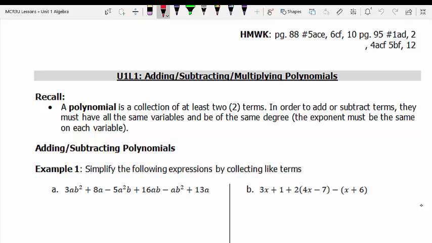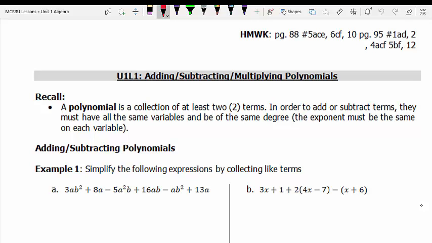Unit 1, Lesson 1, Adding, Subtracting, and Multiplying Polynomials. So recall that a polynomial is a collection of at least two terms, and these terms are added or subtracted together. Now, as a review from grade 10 math, remember that when you are simplifying polynomials, you can only add or subtract terms that have the exact same variable, and those variables have the exact same exponent.